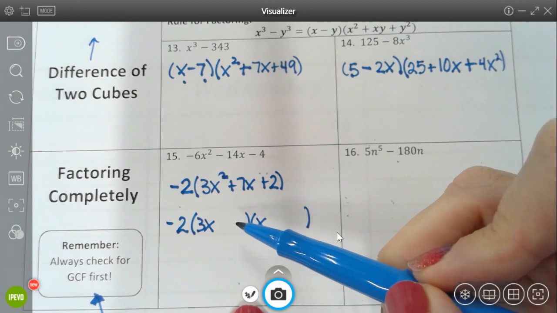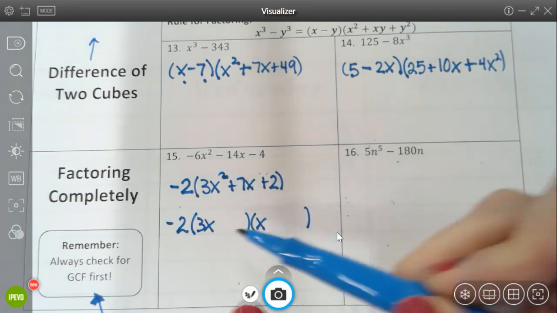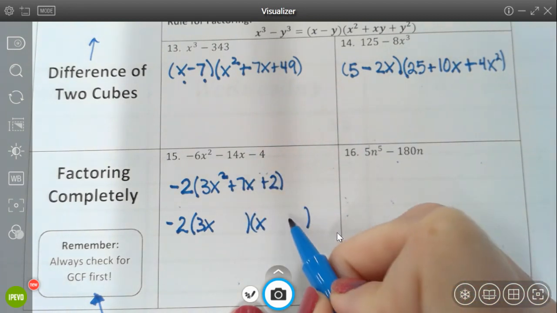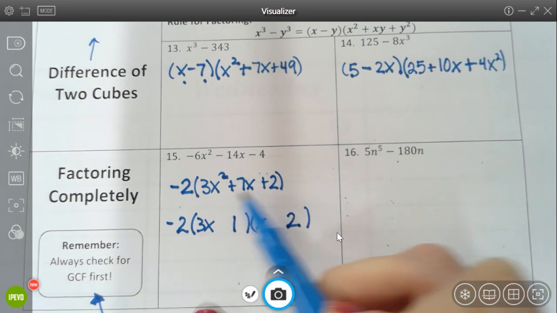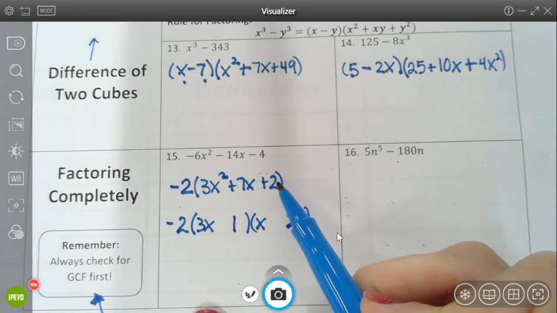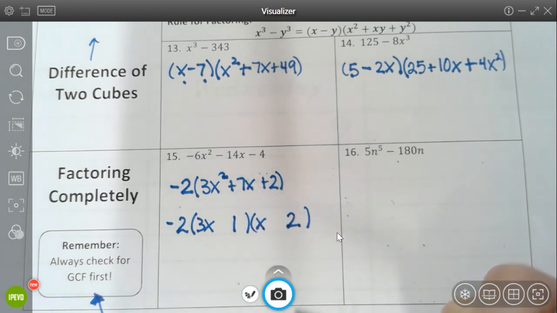So I have to decide whether I want to put 1 and 2 or 2 and 1. Since I want to get a 7, I want the larger value with that 3. So I'm going to put the 2 there and the 1 there. Both signs here were positive, so that means I need 2 positives to make the positive 2, and that'll give me 2 positive terms to add to give me a positive 7.